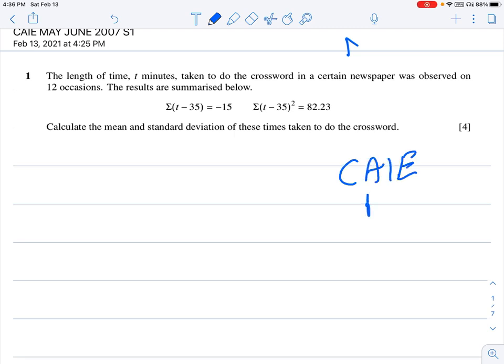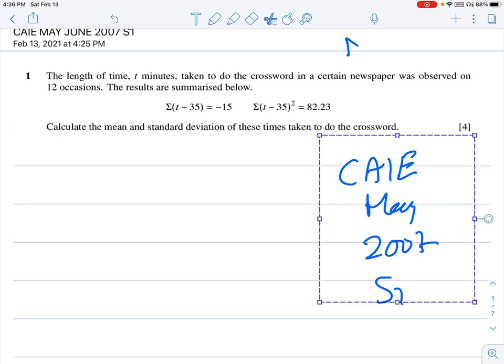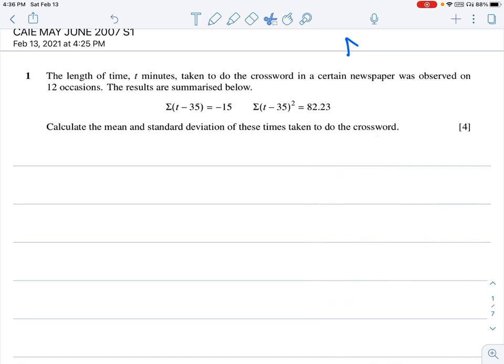This is CAE paper, May, June 2007, S1. So we shall start to solve all the questions. Let us start from the first question. This question comes from the concept coding.